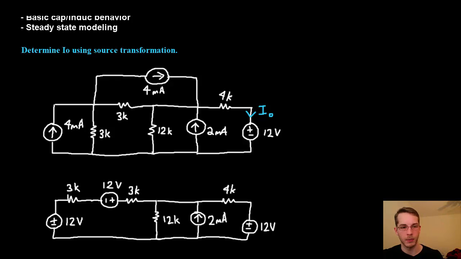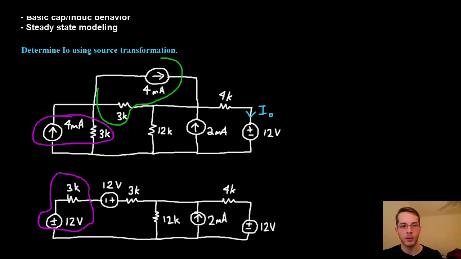First of all, we have a current source in parallel with a resistance, so we can do source transformation. Same thing over here, which would give us this. And just real quick, note where I put the voltage source for the source transformation. I want to put the voltage source in series with the resistance, so I'm going to put this source over here, not over here.